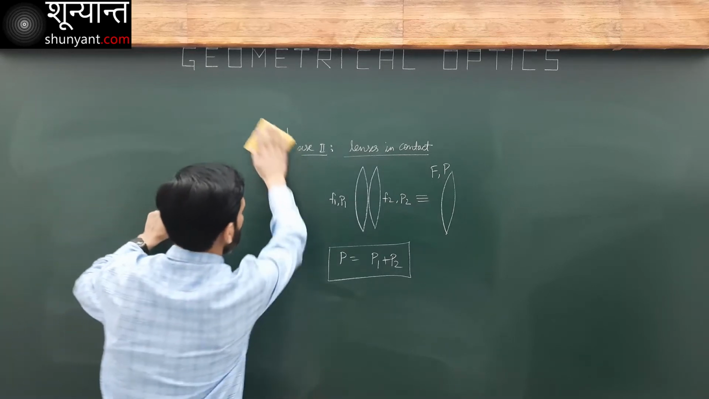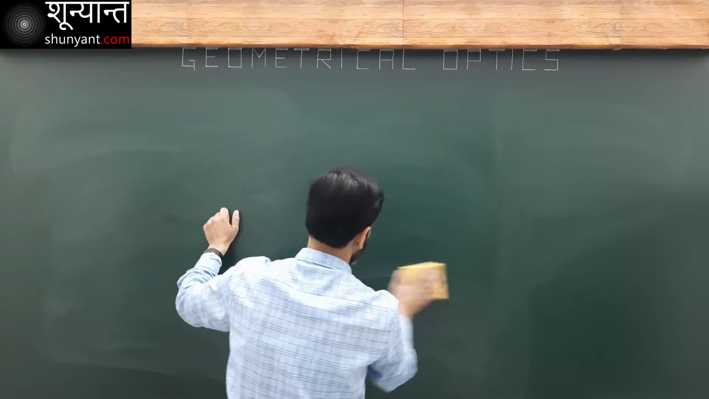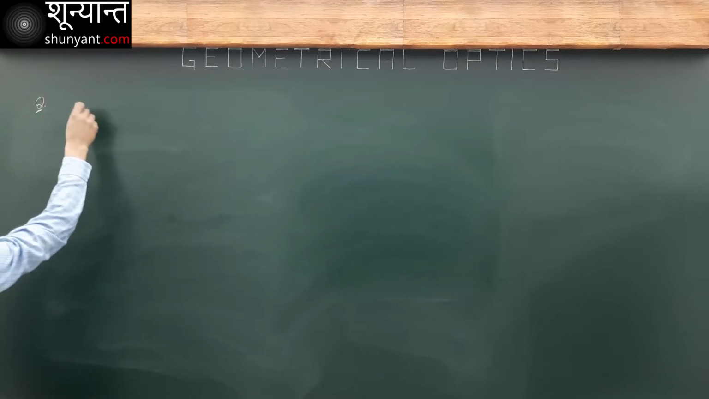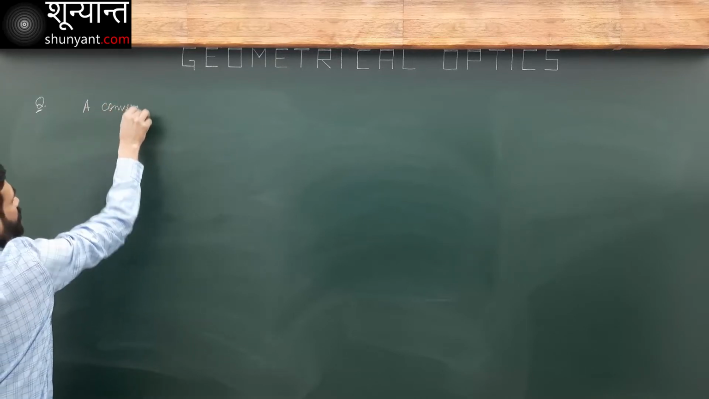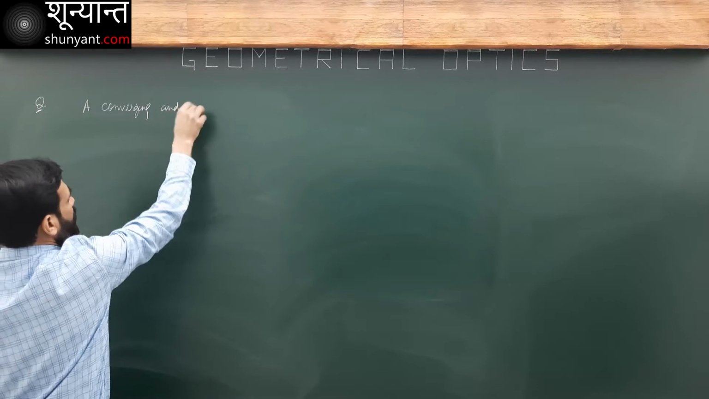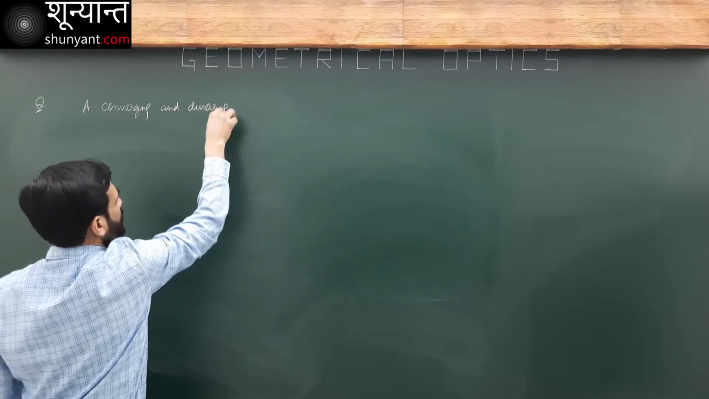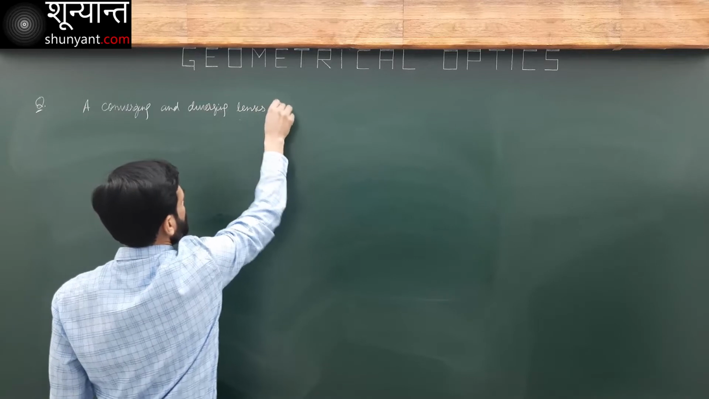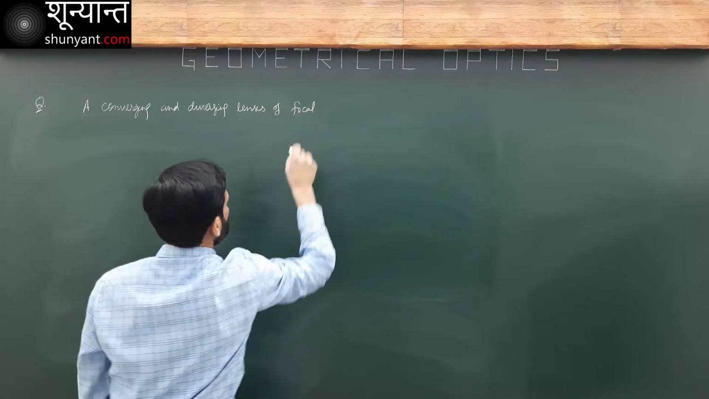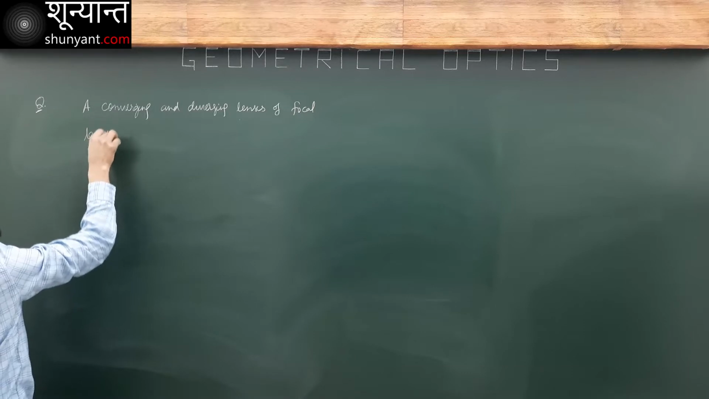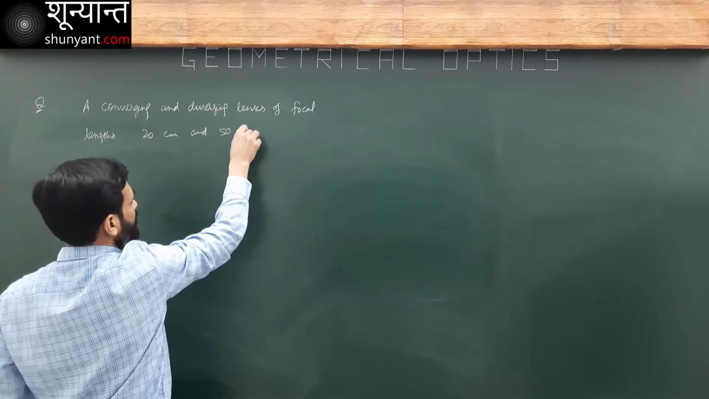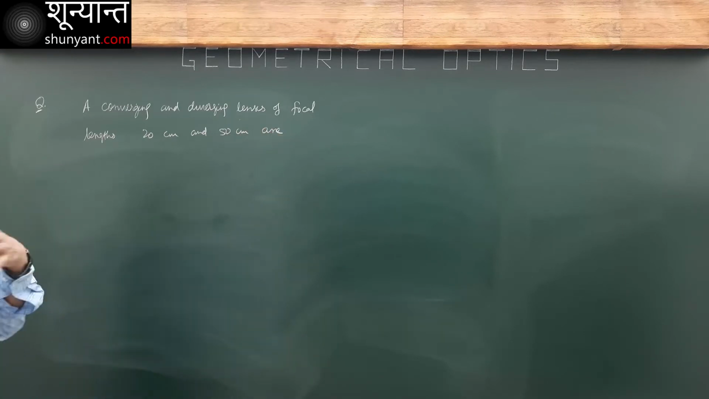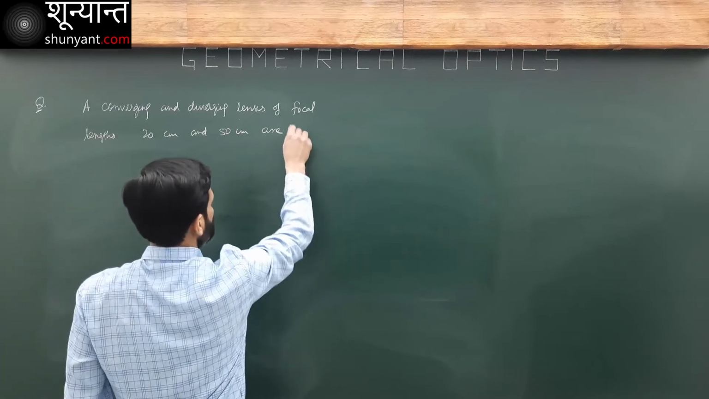Now let's do a few problems, and then that's it. It's like this. Converging and diverging lenses of focal lengths 20 centimeter and 50 centimeter are placed in contact.